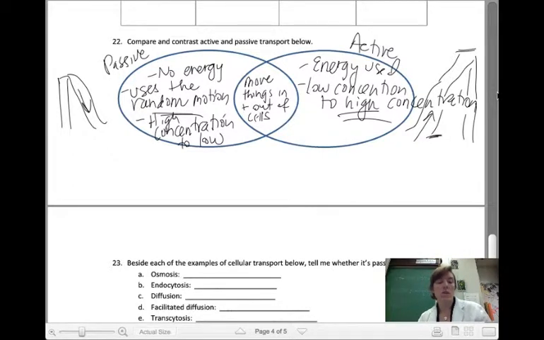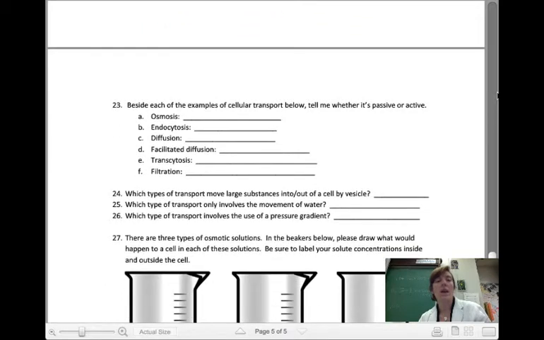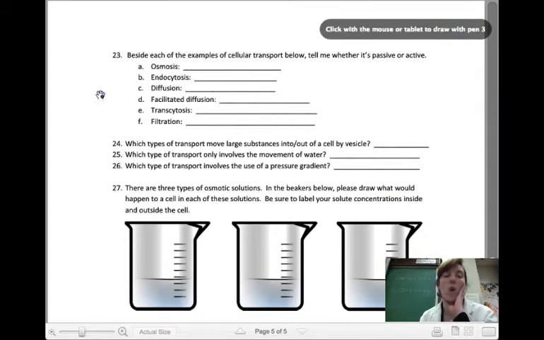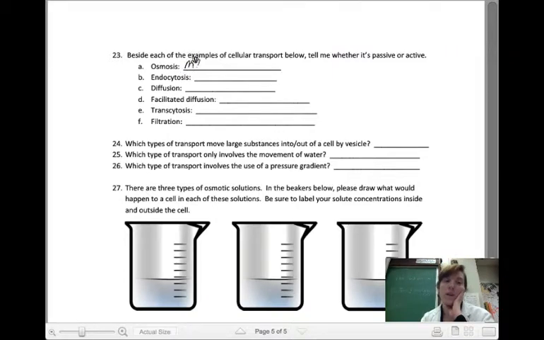So let's look at the next question, because that question will help us with the types of each of those. So osmosis is the movement of water, and water only, across a membrane. And that is going to be going from high to low, so this is going to be passive.